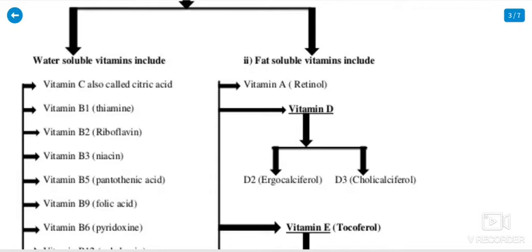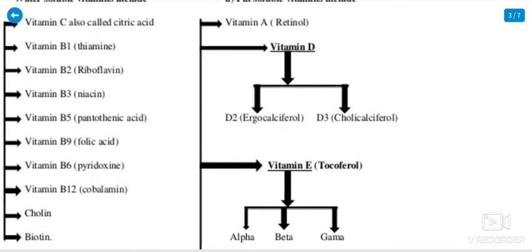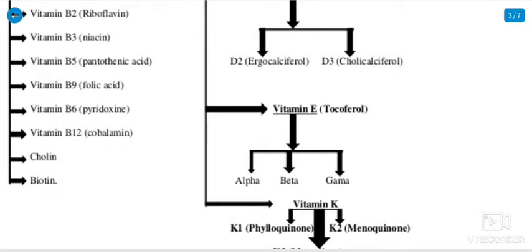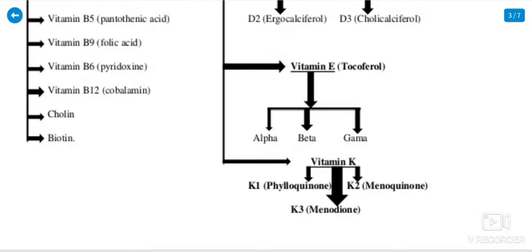Vitamin D is one of the fat solubles. It has two types, vitamin D2 and D3. D2 is ergocalciferol. D3 is cholecalciferol. Vitamin E is tocopherol, which is divided into three: alpha, beta, and gamma. Another one is vitamin K. It has K1, K2 and K3 also.